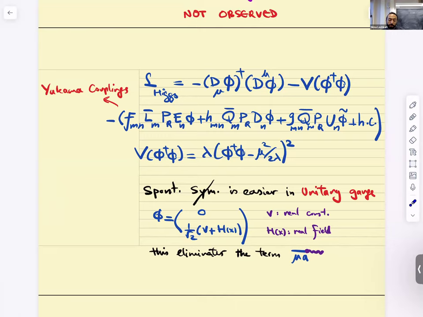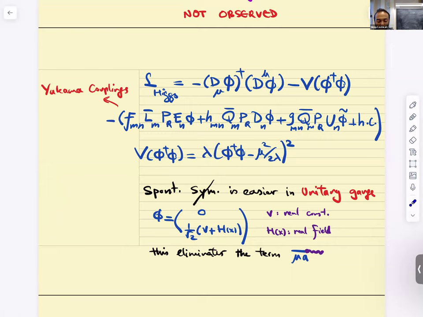Now let's talk about the Higgs Lagrangian. The Higgs is a complex scalar field that transforms in (1, 2, -1/2). Minus half is the hypercharge, 2 is the fundamental of SU(2), and it's colorless. So here's the kinetic term.